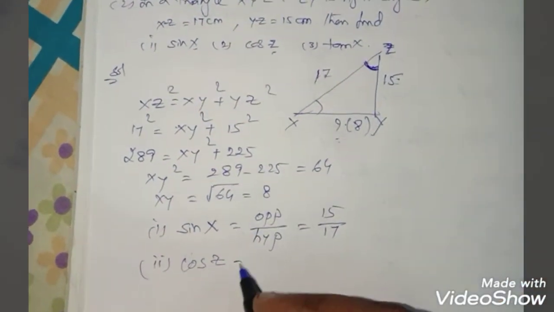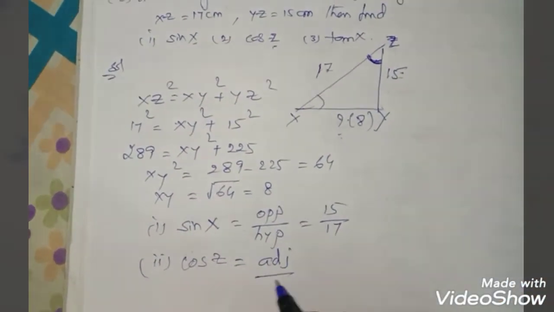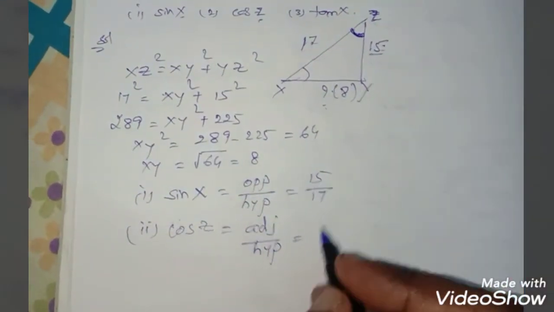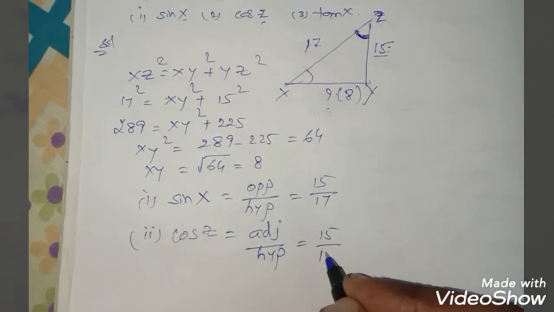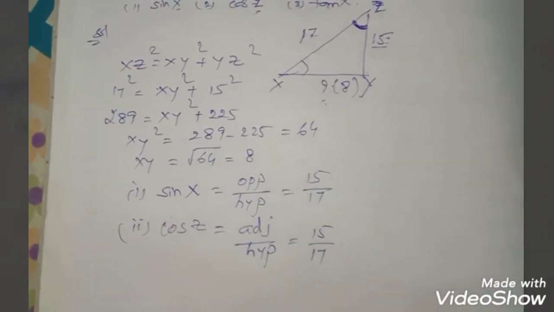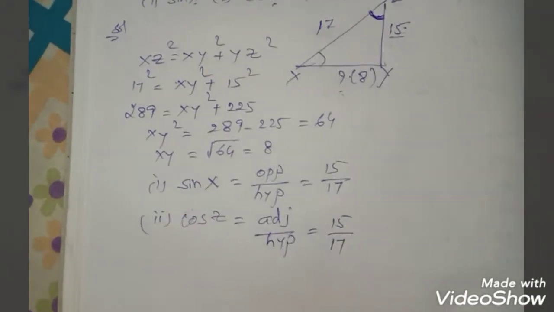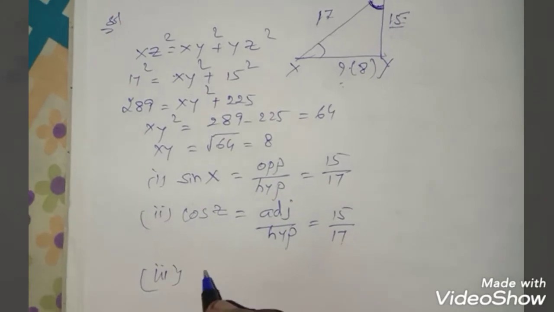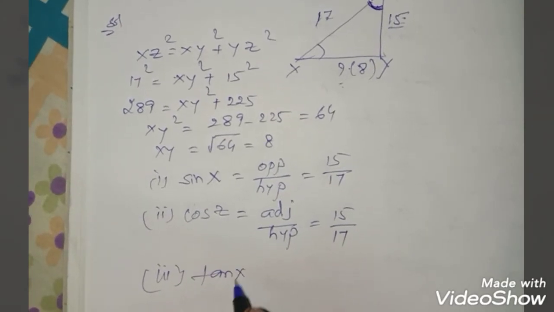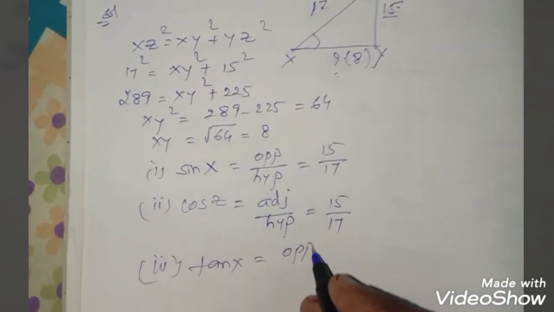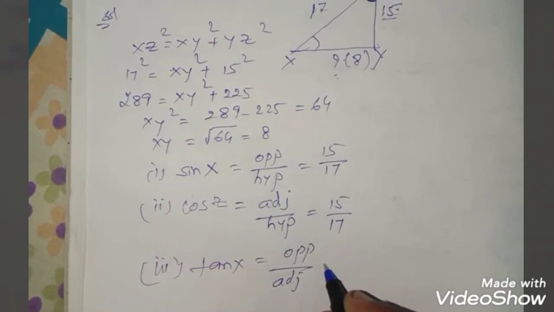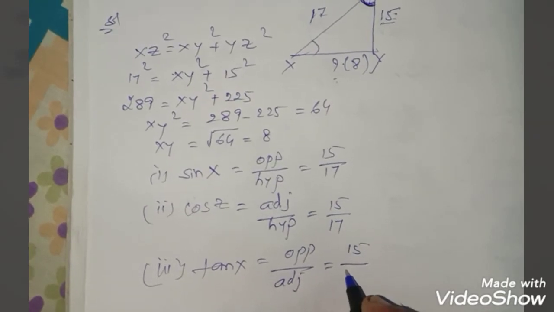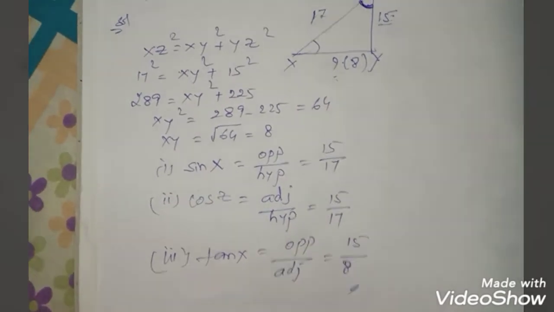Cos is nothing but adjacent by hypotenuse as per your formula. Now adjacent is here 15, that is 15 by 17 if I go for the cos z value. Next, the third one is given as tan x. Tan x is nothing but opposite divided by adjacent. Now opposite value 15 divided by adjacent value 8. So like this we are finding your values.